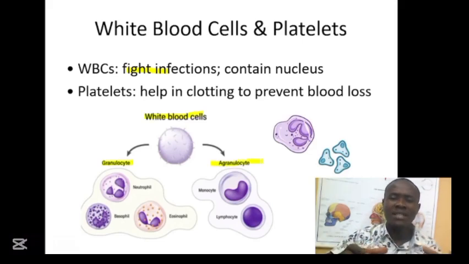So the white blood cells are divided into granulocytes and agranulocytes. The granulocytes, they have granules. This dot you are seeing here below this granulocyte, this neutrophil, basophil, eosinophil, you are seeing that they have dots in them. This dot is what we call granule. So those white blood cells having granule, they are called granulocytes. So we have three of them.